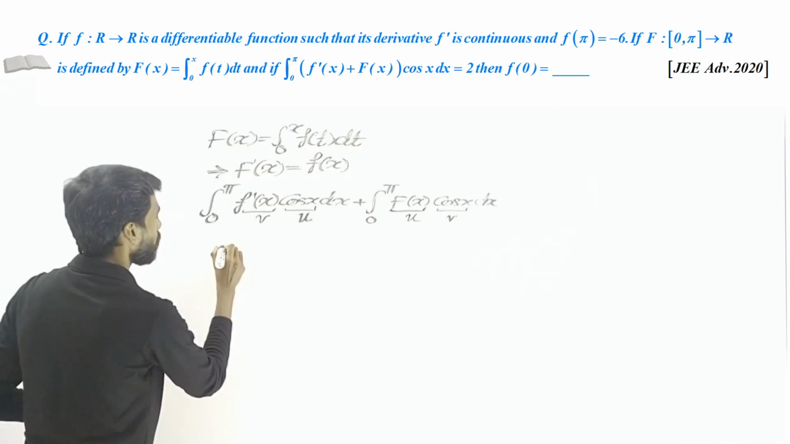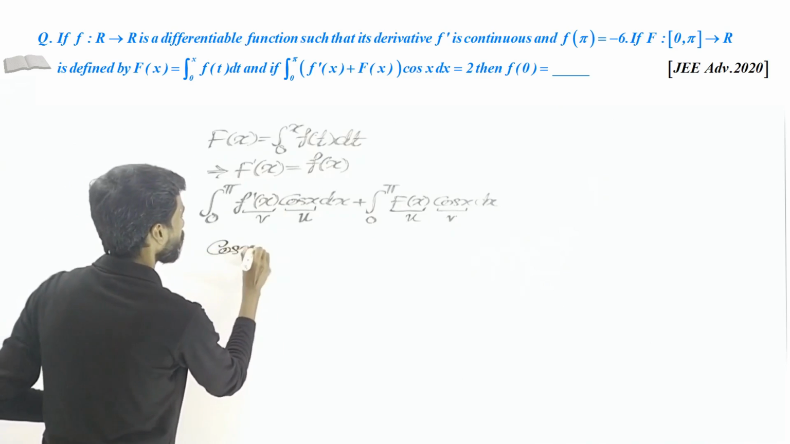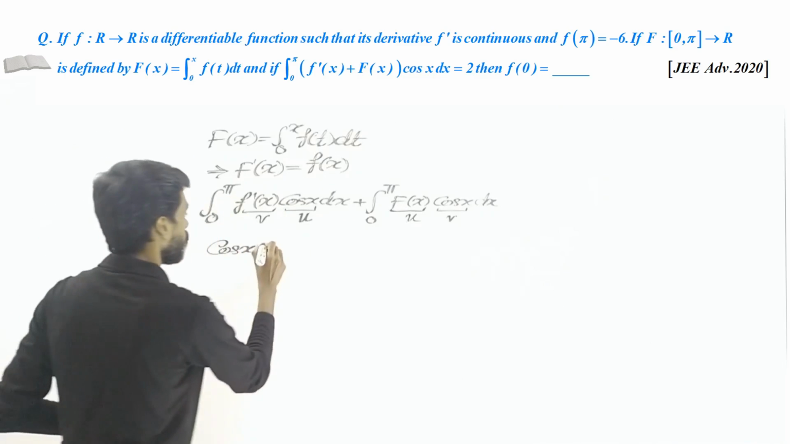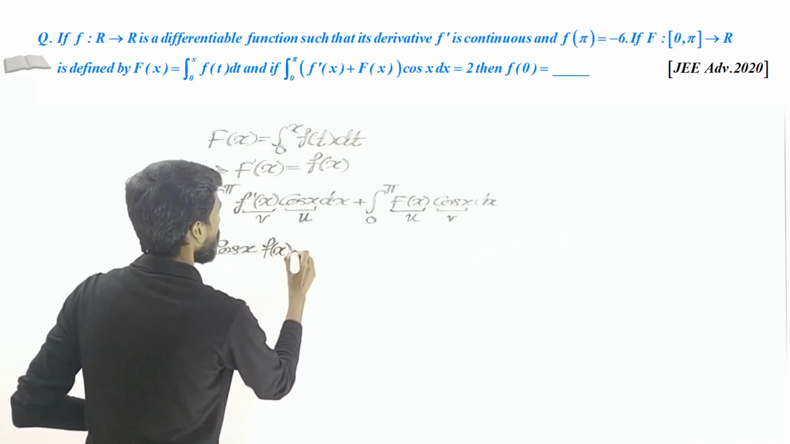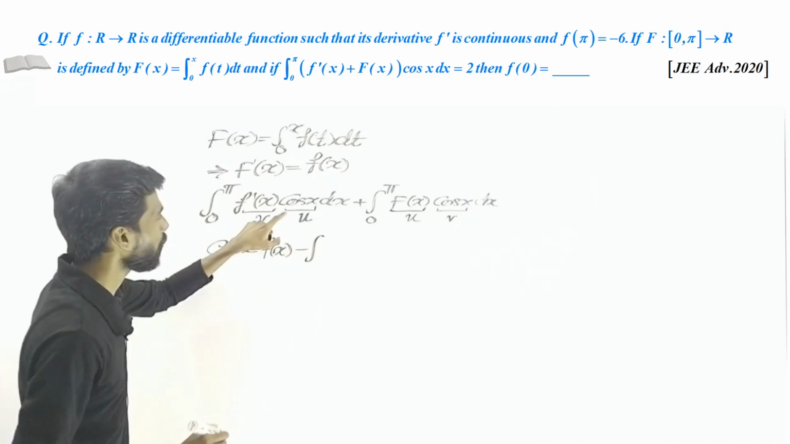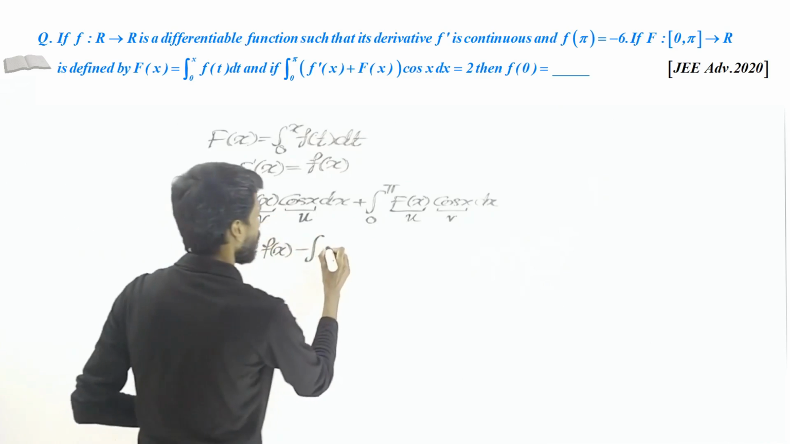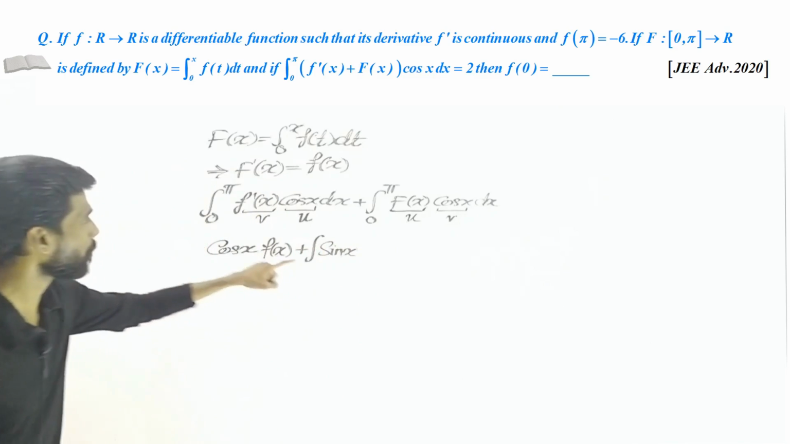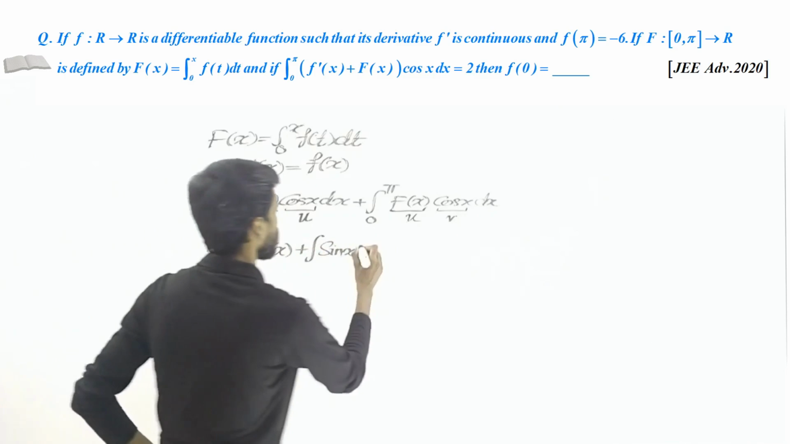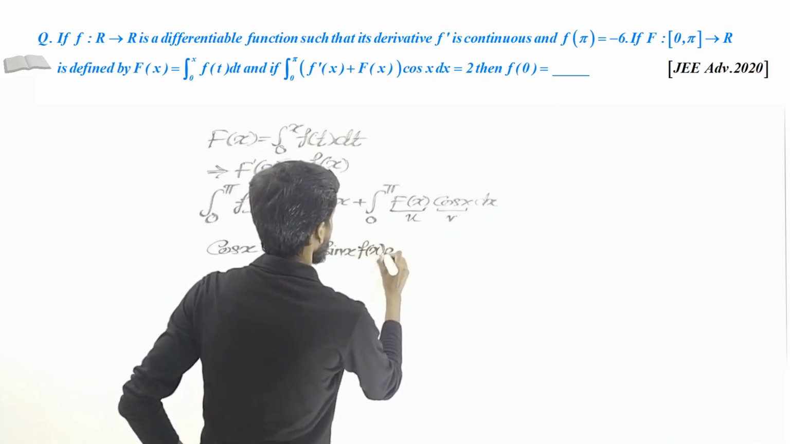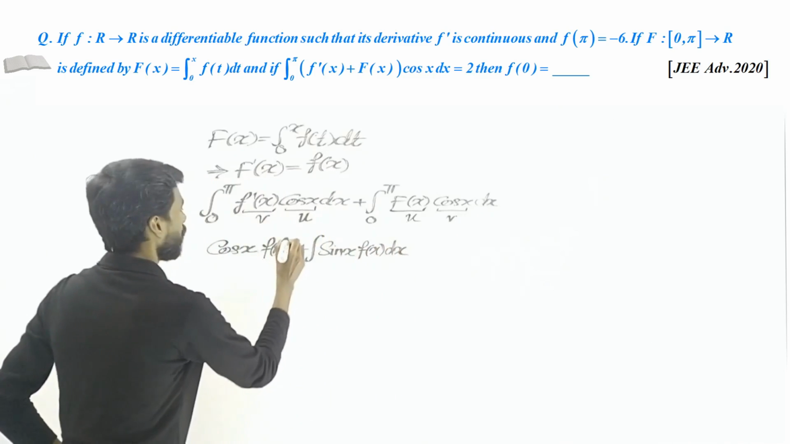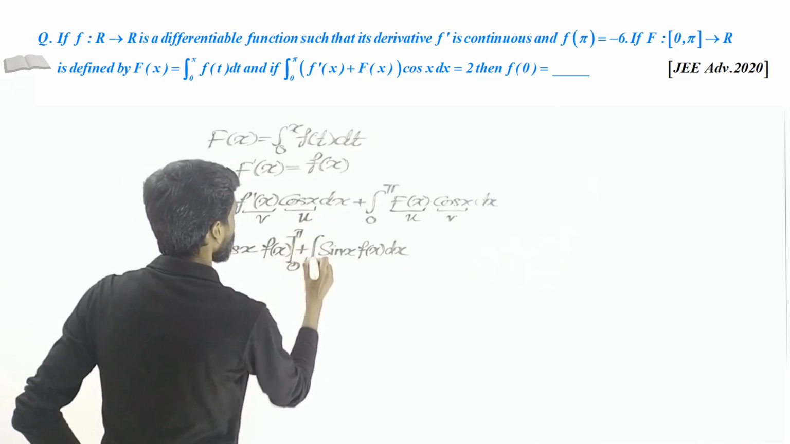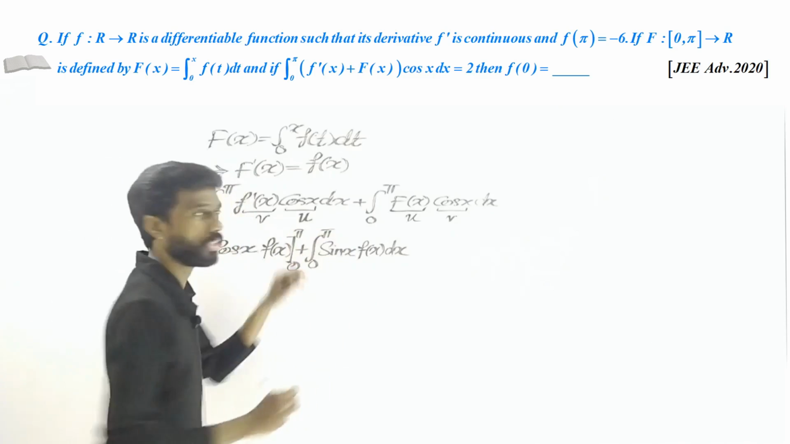So what do you get here? u multiplied by cos x multiplied by the integration of this. The integration of f dash of x is f of x. Minus integration of the derivative of cos x, that is minus sin x, so it will become plus sin x multiplied by this same function f of x dx. The limit is there from 0 to pi. Okay, this part is done.